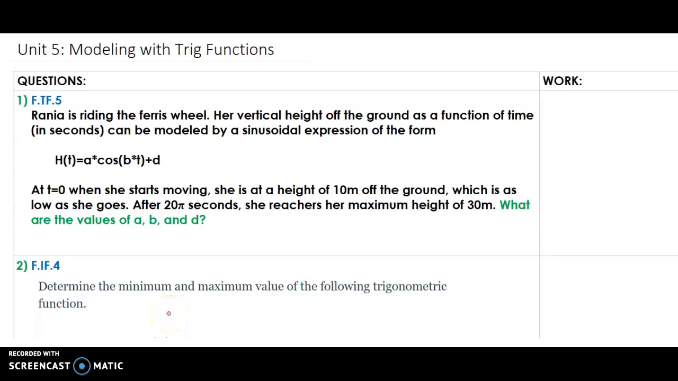Hey PCH, this is going to be a quick video that is very much final aligned that talks about some questions referring to modeling with trig functions from Unit 5. And so let's go ahead and get started with number 1.